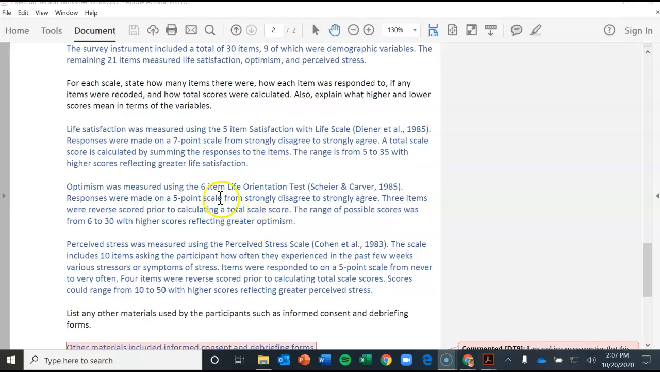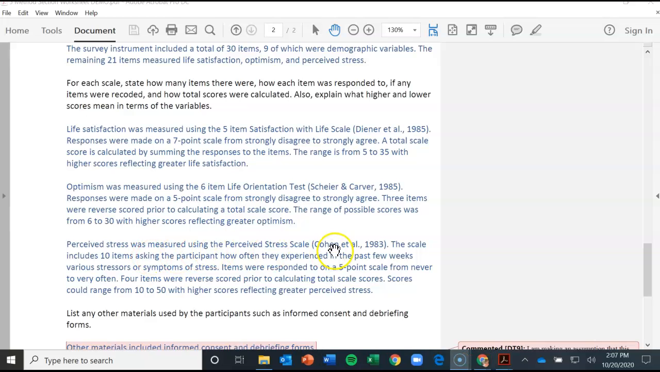Anyway, optimism, that's a 6-item scale. Responses are made to the questions on a 5-point agree-disagree scale. This time you have 3 items that are reverse scored. You don't need to name the items for the reader. The range of possible scores is a total score from 6 to 30. Higher scores reflect greater optimism. And with the life satisfaction measure, higher scores reflect greater life satisfaction.